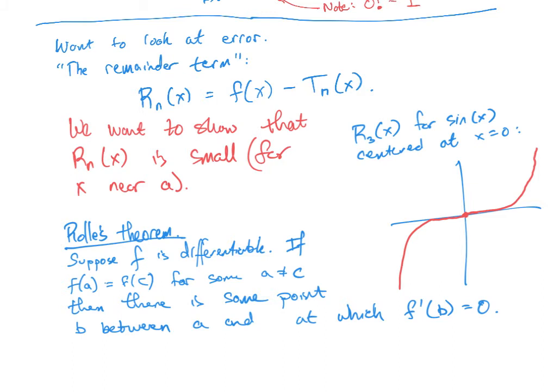Is the between strict? Yes, it is. So we can say that b is in the open interval between a and c.